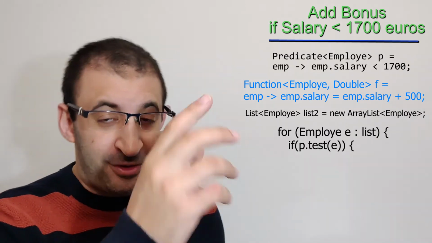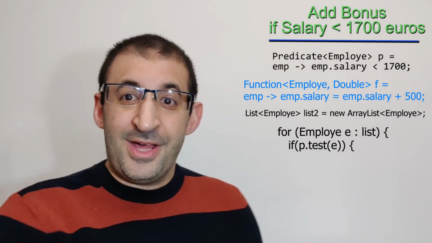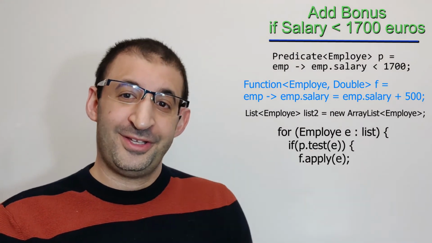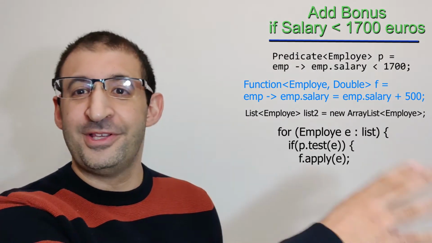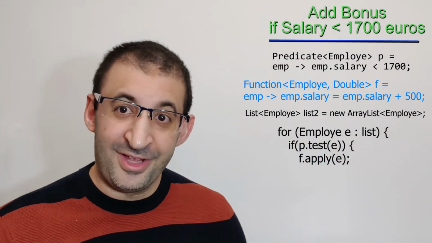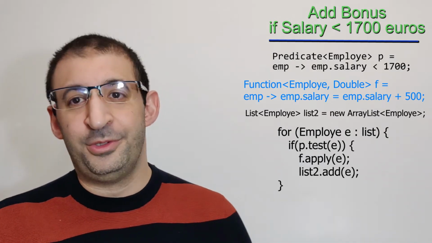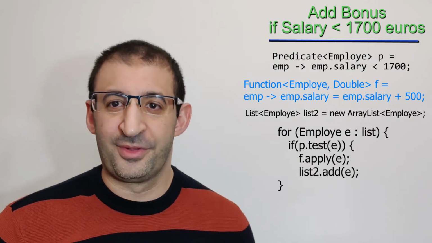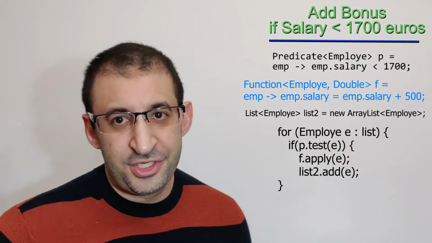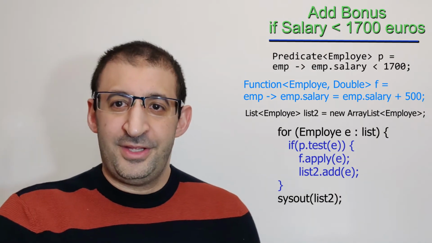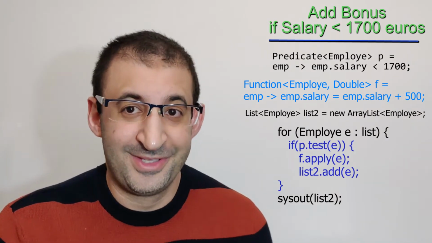Here, what I will do, open curly braces, I will call my function. Function.apply with this employee. Okay, after this I will add this employee to my new list. So list2.add(employee). When I finish, make System.out.println for list2. It's so simple like this.